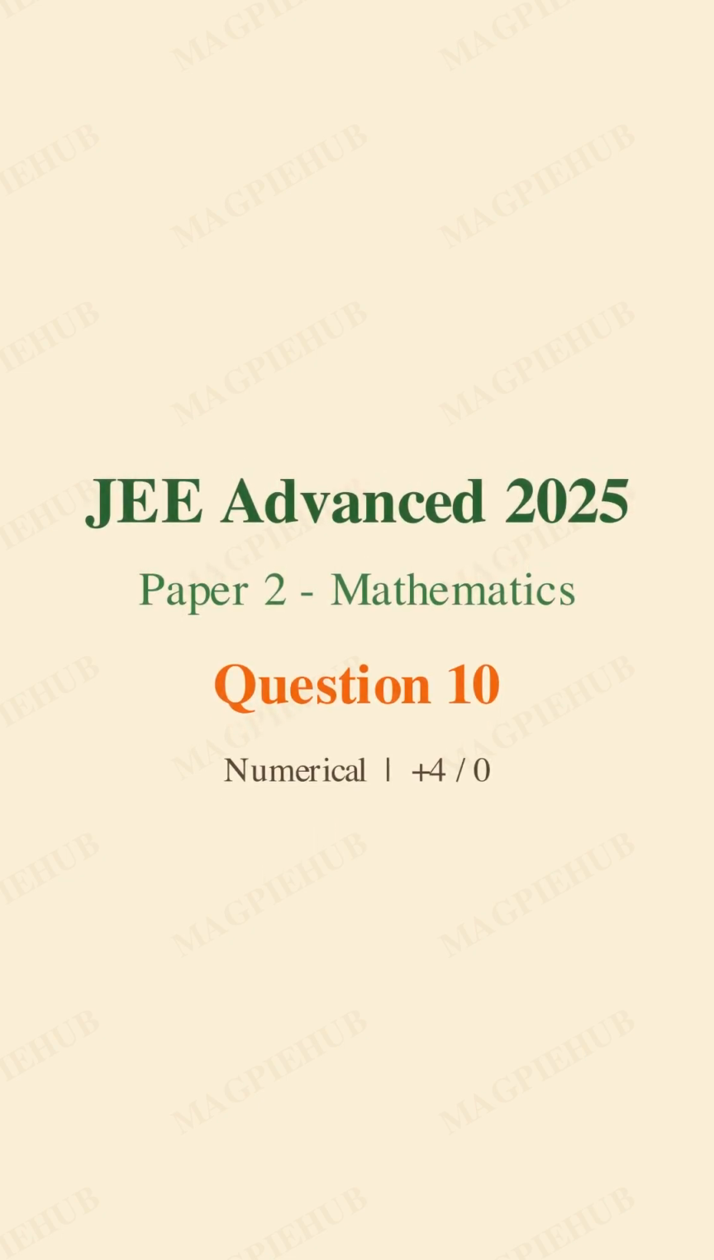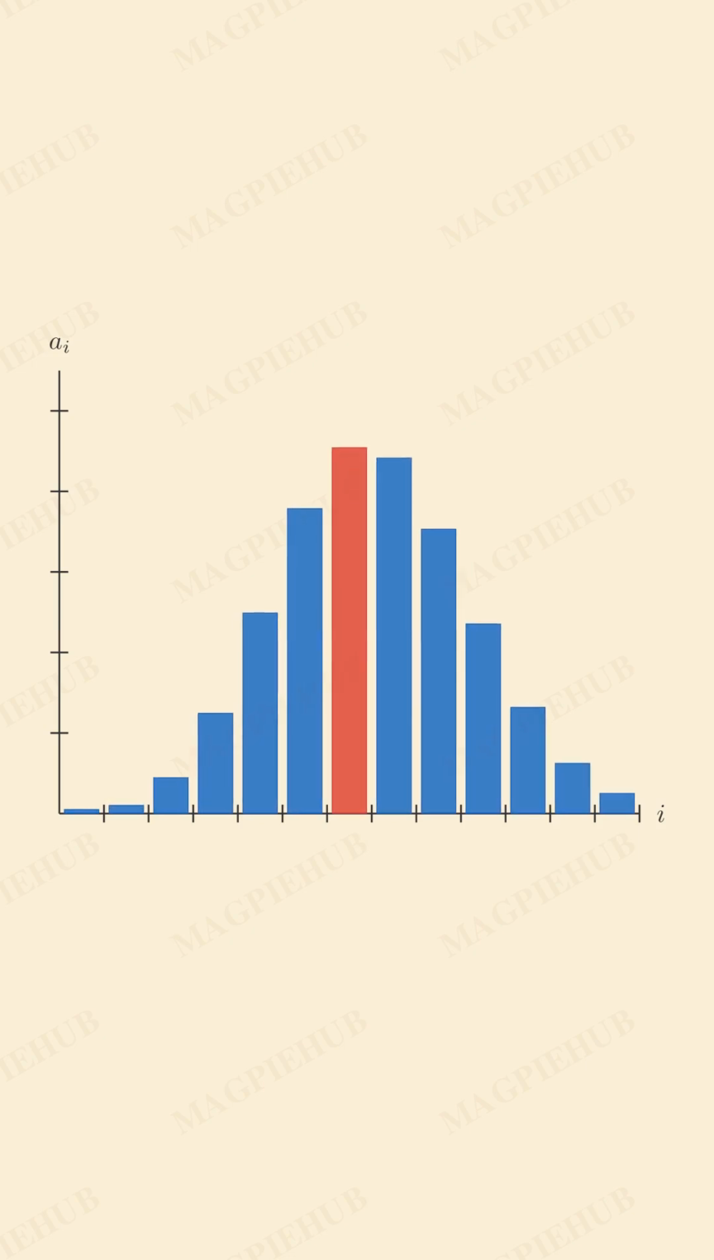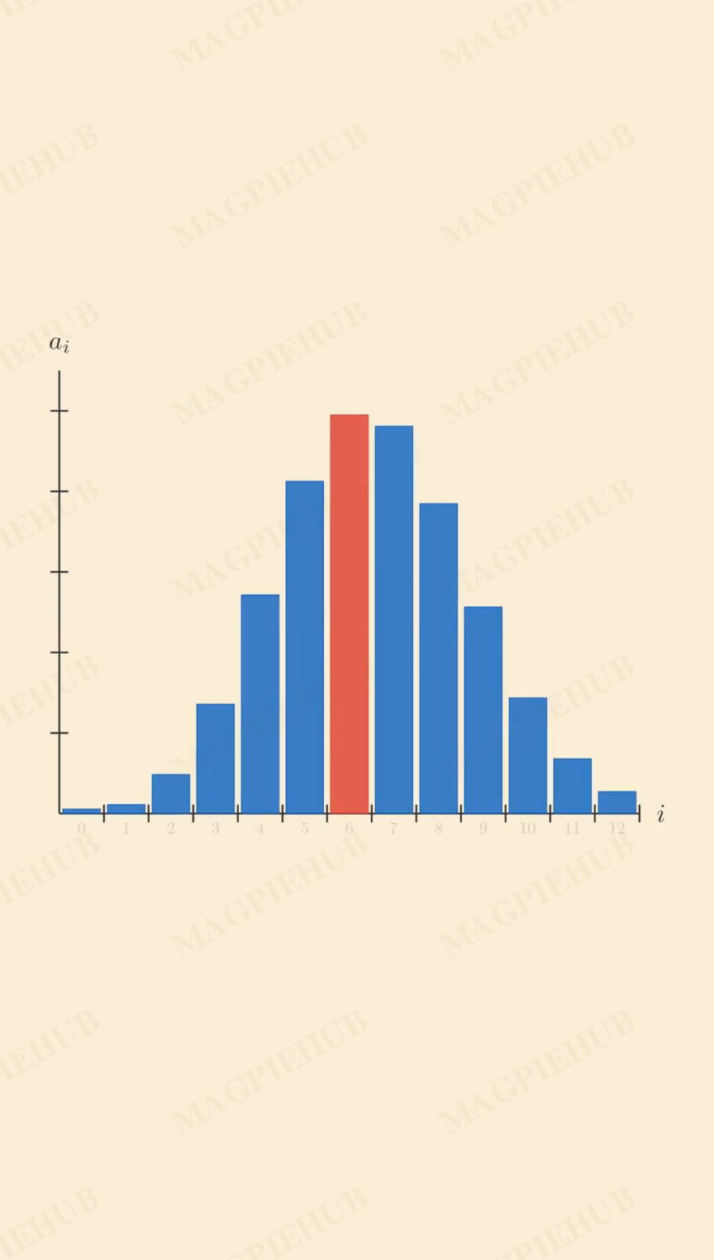JEE Advanced 2025, Paper 2, Mathematics, Question 10. Let us visualize the binomial coefficients a_i for the expansion of (1 + 2x/5)^23. This bar chart shows a_i for i from 0 to 12.